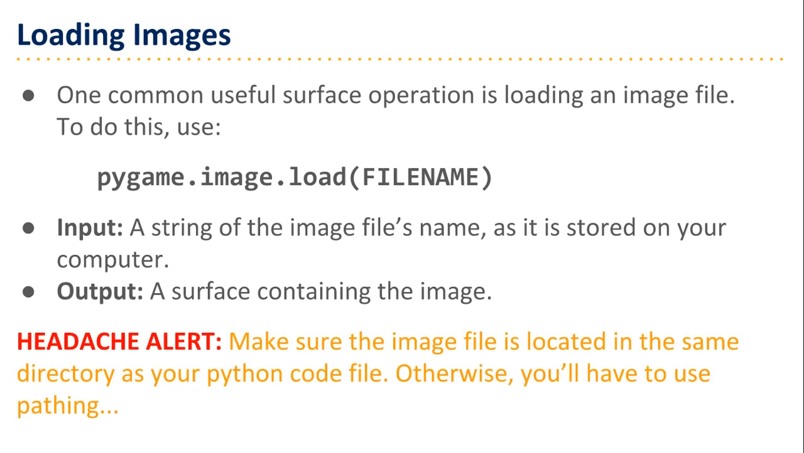However, there is a headache alert that you should be aware of. Make sure that when you call this function, the image file that you're trying to load is in the same directory as your Python code file. It's not impossible to load images if this is not the case, but you'll have to figure out how to use pathing, and that can be annoying and cause a lot of headaches, and it's a lot easier if you just make sure the file is in the correct directory.